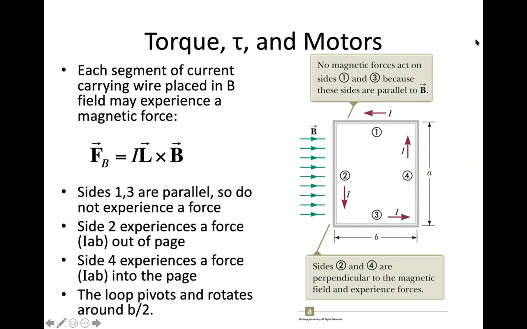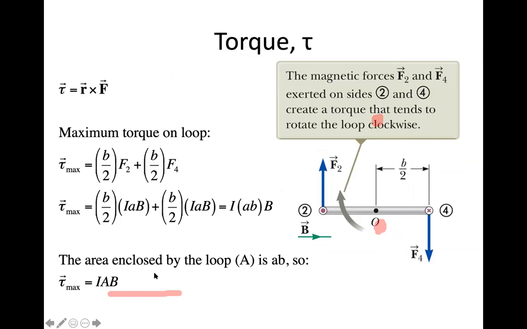So that's exactly what we're gonna do. We're gonna make this loop pivot and rotate around this halfway point, okay? So in essence, what we're doing is we're creating a torque. We're applying a force at a distance, right? Just like our physics 195, except this force now is the magnetic force.